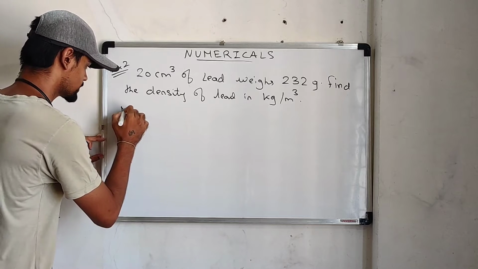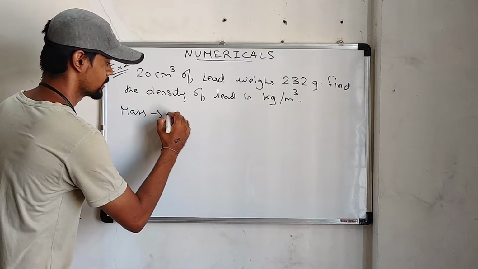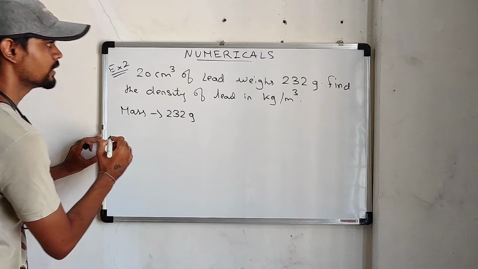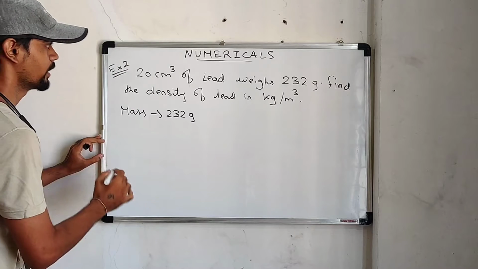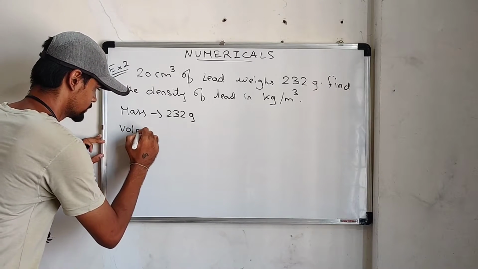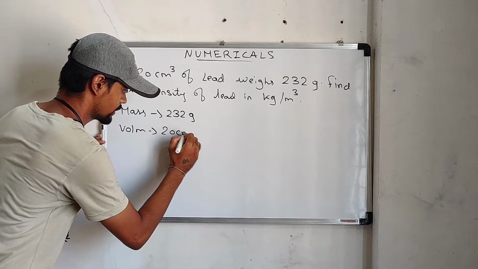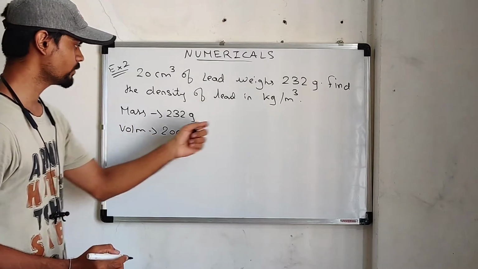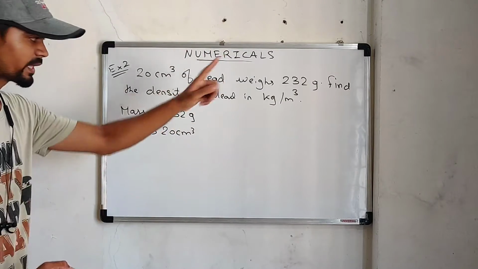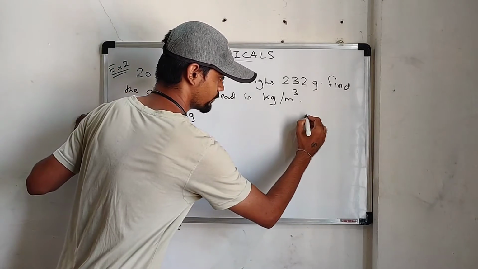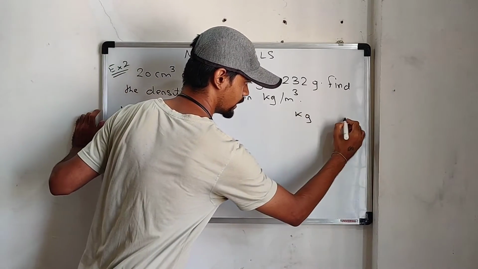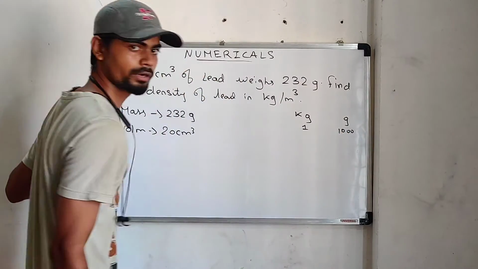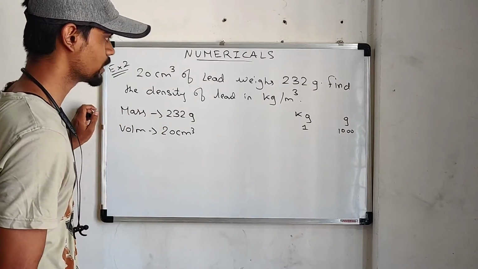What is given to us? Mass is given to us, that is 232 gram, and we have to find the density, and the volume given to us is 20 centimeter cube. Now we want the answer in kg per meter cube, so we will convert this gram into kilogram. That is the basic: 1 kg equals 1000 gram, right? You already know this.